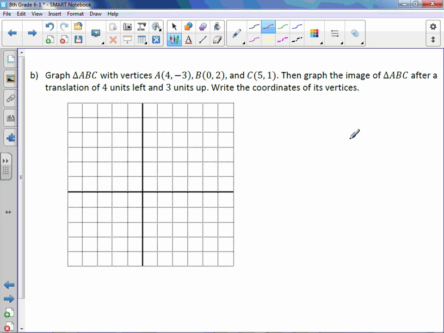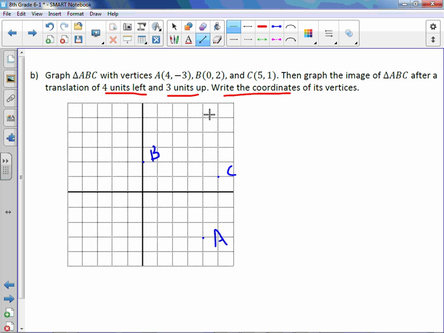Letter B. Graph triangle ABC. We have these coordinates. Then graph the image after a translation of 4 units left and 3 units up, and then write the coordinates of the vertices. So let's start by plotting these points. (4, -3) is A. (0, 2) is B. And (5, 1) is C. And you can do this with any shape, not just triangles. Okay, let's draw our triangle.